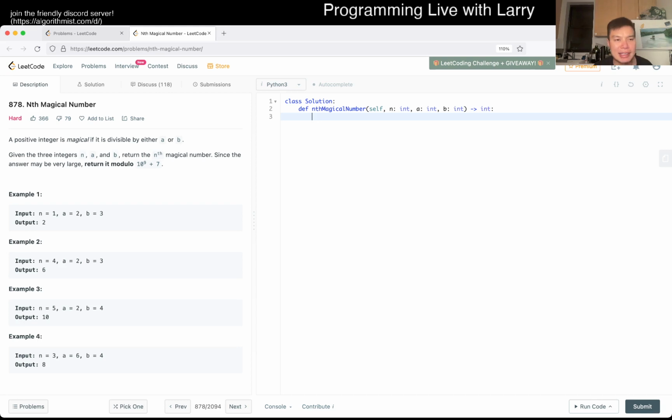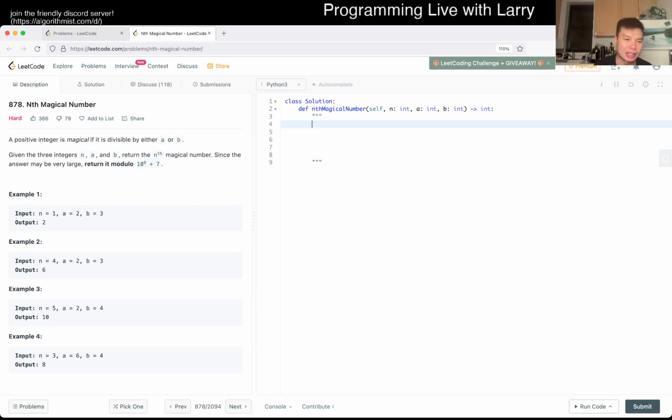Instead of asking what is the nth magical number, the way that we structure this as a binary search is that given a number, what magical number is it, right? What is this precision magical number it is? And the answer, I wouldn't say it's straightforward, but you can calculate it relatively easily.